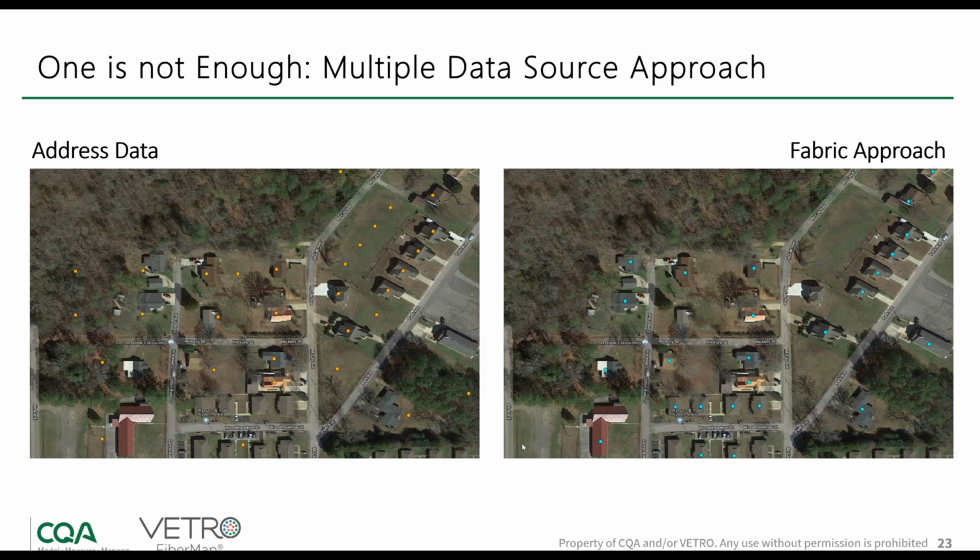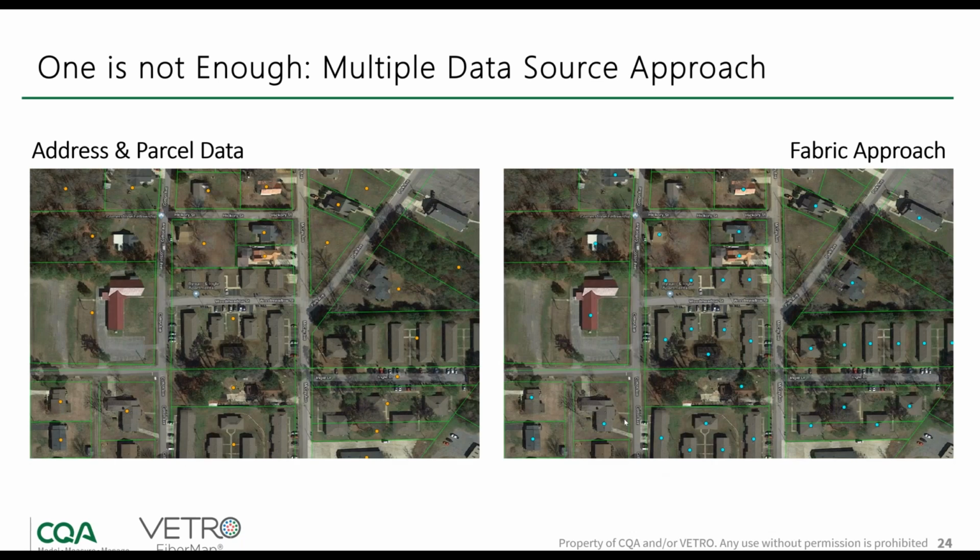On the left is address data. Empty parcels are addressed and show up. On the right, the broadband serviceable location fabric. Again, another example: address and parcel information on the left, the fabric on the right. And you can see that you need to really farm the sources to get a complete representation of the buildings that you'll need to deliver service to.